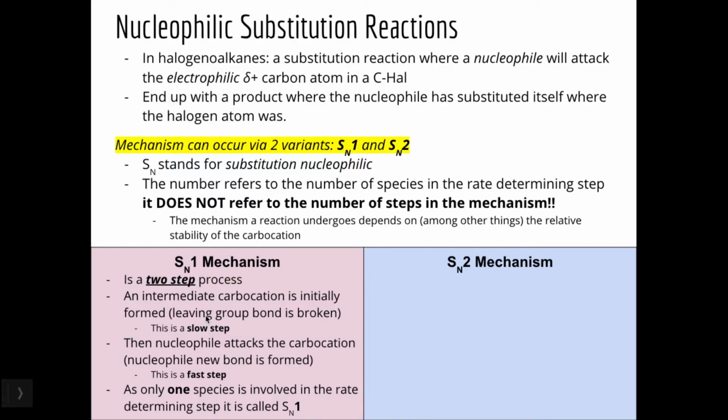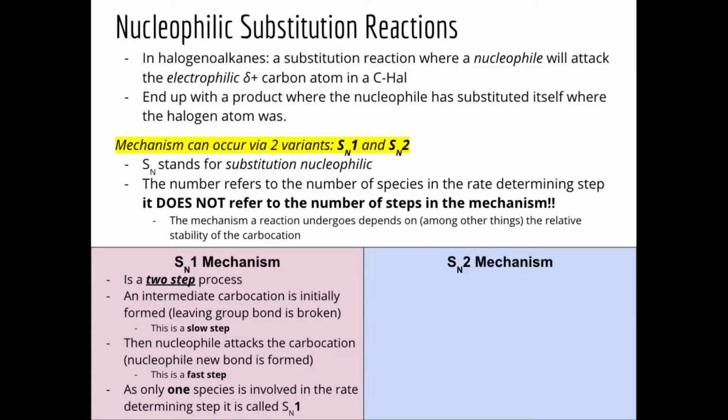So our slowest step of the reaction is called the rate determining step, the step that determines the rate of the reaction. Now we have only one species, which is the halogenoalkane, because that's the only species involved in the slow step, which is the breaking of that carbon-halogen bond. Because as soon as that happens, the next step occurs very, very quickly.